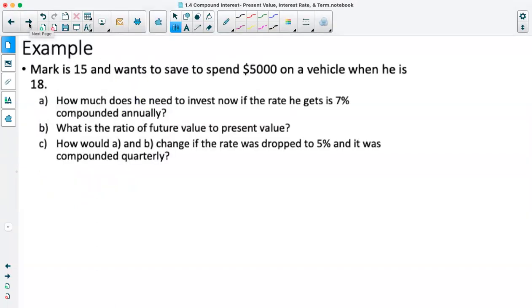Okay, so for example, Mark is 15 and wants to spend $5,000 on a vehicle when he is 18. How much does he want to invest now if the rate he gets is 7% compounded annually? We want to know what the ratio is of future value to present value, and how would A and B change if the rate was dropped to 5% and it was compounded quarterly instead?